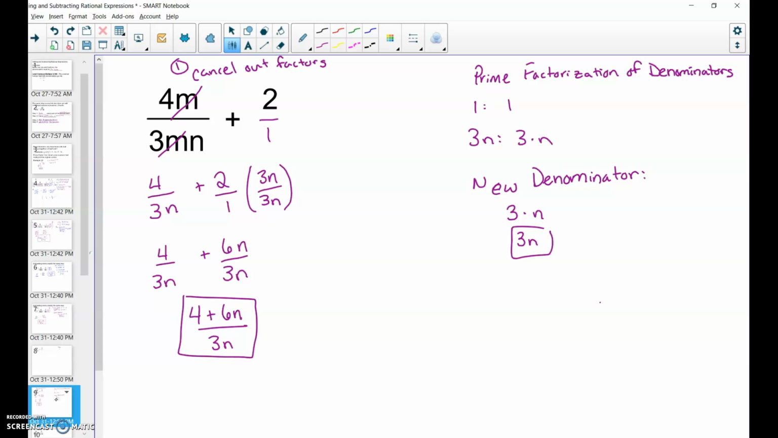Okay, so you should have gotten this answer as 4 plus 6n over 3n. Okay, 1, the only number that you had was 1. When you multiply anything here by a value of 1, so if I were to include that, it's just going to be that original denominator. So the only thing I needed to multiply was that 2 by 3n in order to get my denominators to match up. Notice too that I canceled out the m in the very beginning.